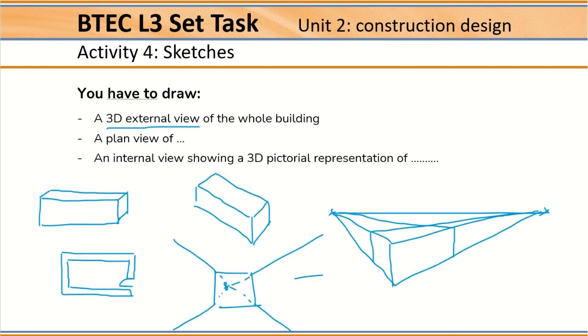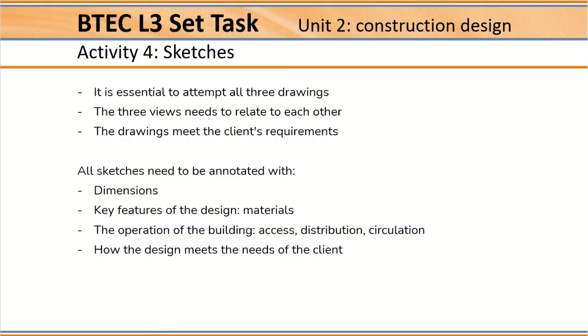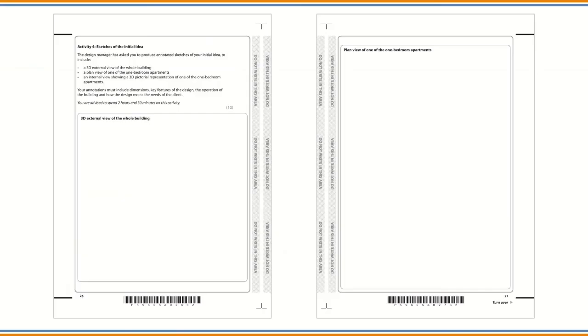This means that your internal view, it's an internal view from your floor plan, and your floor plan is part of the whole building. All your sketches need to be fully annotated with dimensions, key features of the design, like for example the materials, with also the reasons why you chose those materials, the operation of the building, showing the access, distribution, circulation, and so that you are meeting all the client's requirements. This is the available space that you will have for the sketches. Remember to leave some space for the annotations.